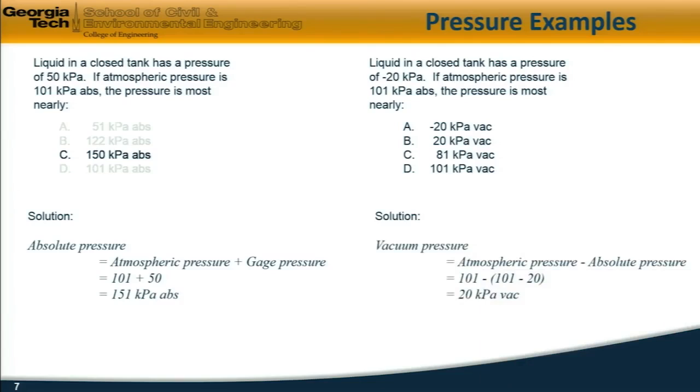So here's the solution. The vacuum pressure is equal to atmospheric pressure minus absolute pressure, which in this case is 121 minus 101, minus 20, and the answer is 20 kilopascals vac. So the answer is B. It's just the gauge pressure expressed as a positive number.